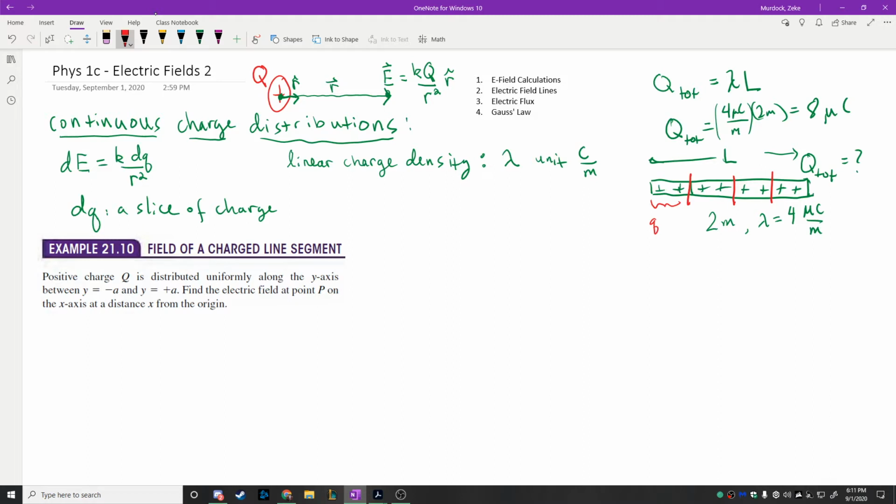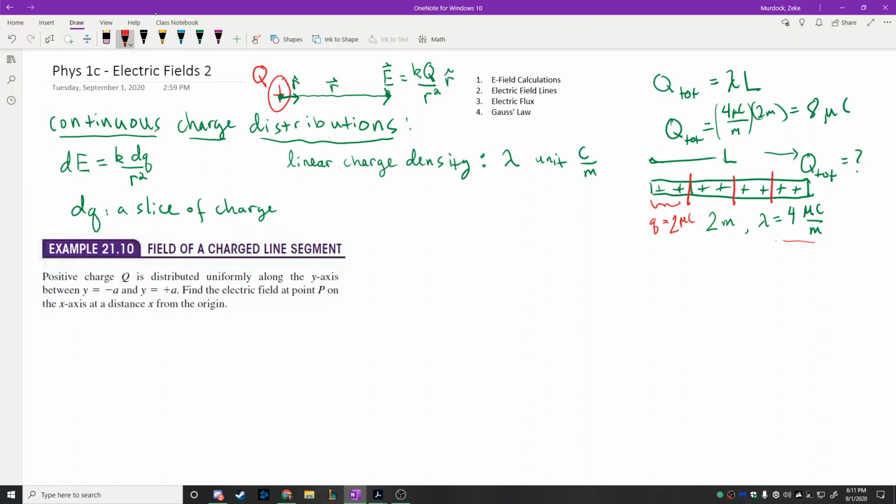So I cut my rod into 4 pieces. Now in this little piece right here, you've got 1/4 of the charge, because you cut it into 4 parts. So 2 microcoulombs. That tells you that it's uniformly distributed. That's basically what this says: every meter, you get 4 microcoulombs. Okay, does that make sense to you guys? That's linear charge density.